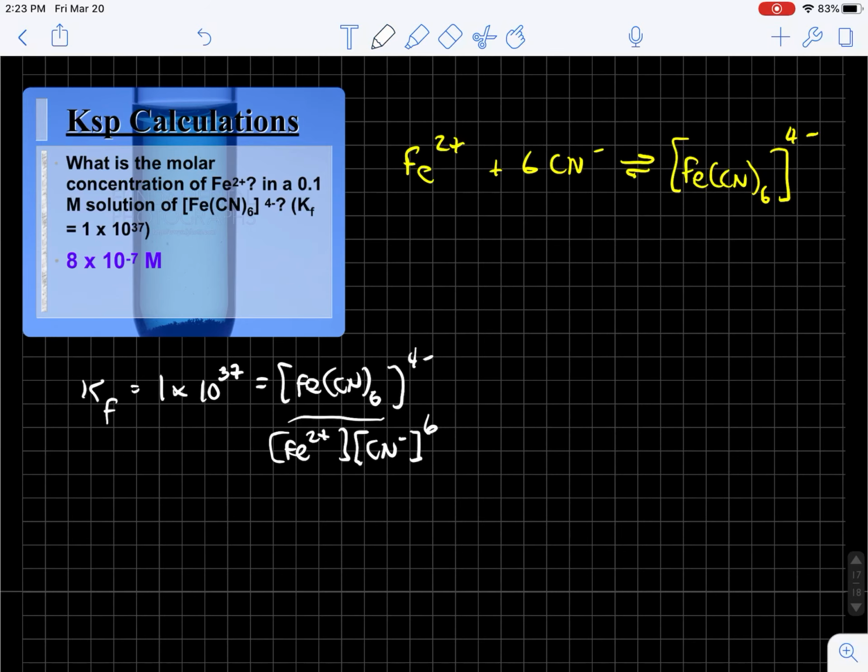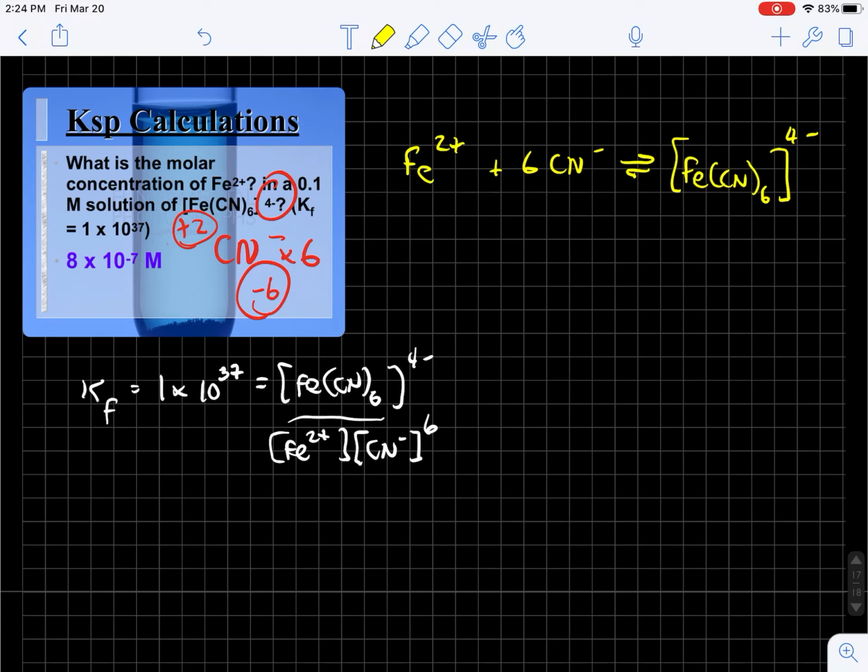Now you get that from the fact that it has an overall charge of negative 4, and cyanide is CN with a minus charge. So if the total charge on the cyanide is negative 6, then that means that the charge on the iron has to be positive 2, so that the total charge is negative 4. So that's how I came up with that equation. Iron 2+ plus 6 moles cyanide produces hexacyano iron 2. And the Kf for that is given at 1 times 10 to the 37th. And then we do products over reactants.